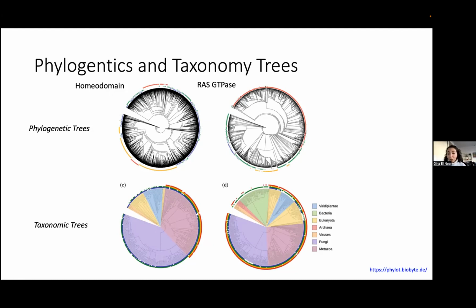And these pretty charts were all made from phylo-T, which is a very, very cool way of visualizing both your taxonomy and phylogenetic tree. So thanks to them.